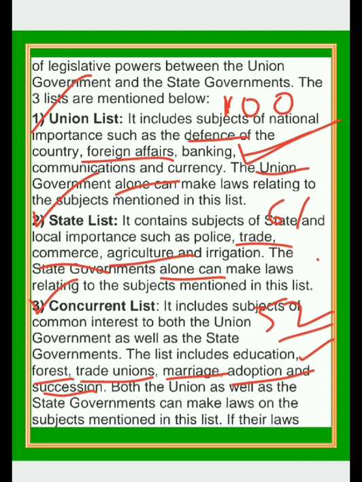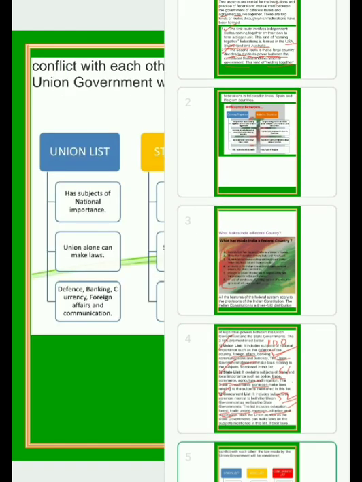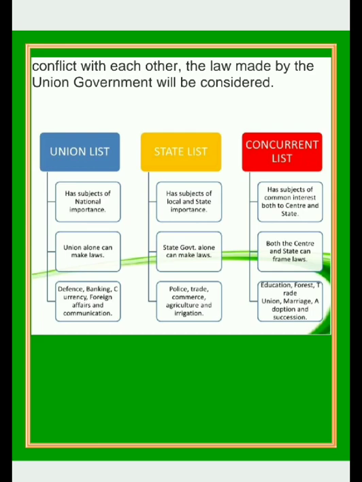Both the union as well as the state governments can make laws on the subjects mentioned in the list. If their laws conflict with each other, the law made by the union government will be considered.